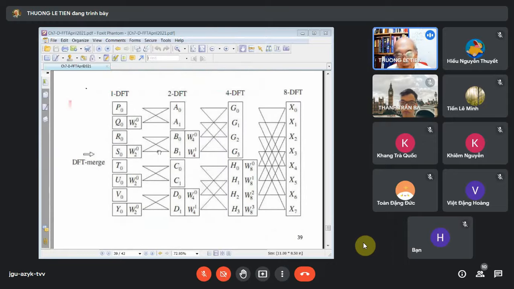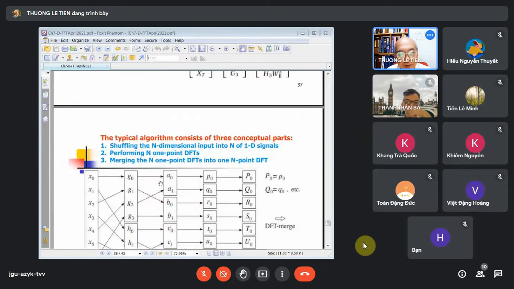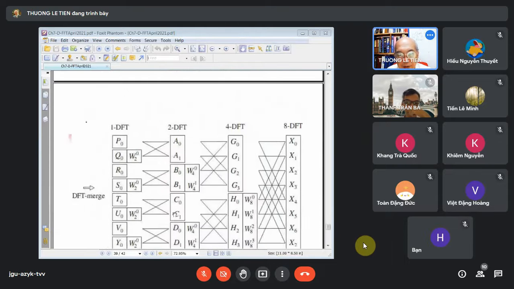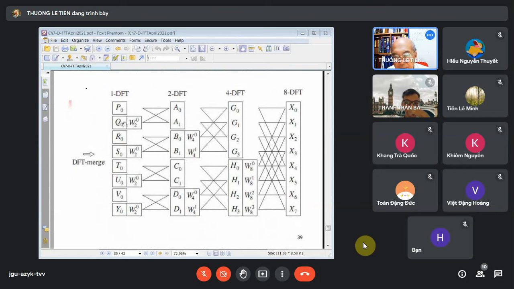And after that, we do step number 3, merging. Using butterfly merging, we can merge two 1-point DFTs to become a 2-point DFT, similar to this. And then we can merge two 2-point DFTs to make a 4-point DFT, similar to the lower group.